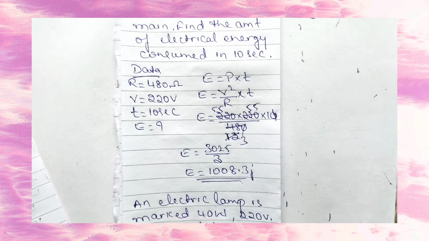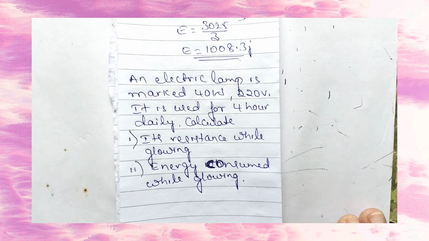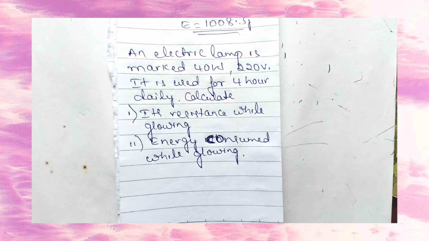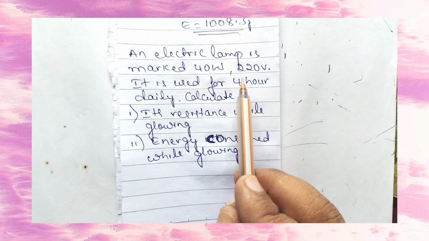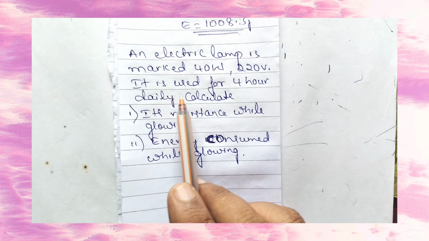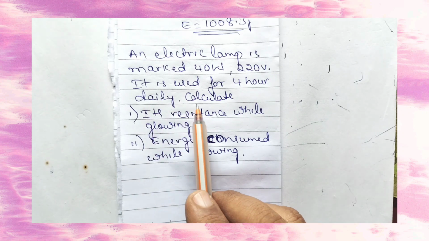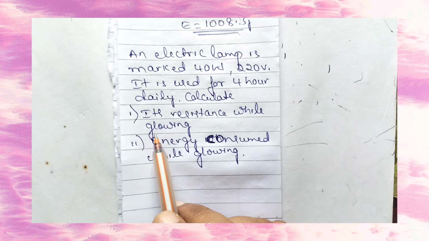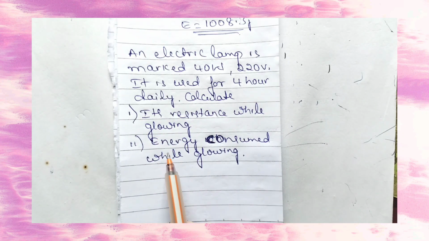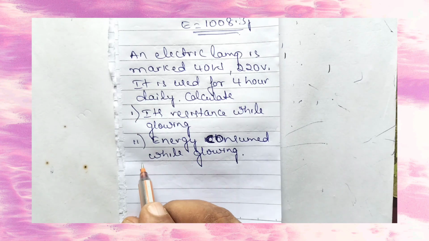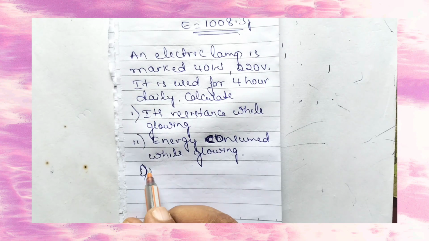So like this we have to calculate the energy consumed by the bulb. Now let us move to the next question. An electric lamp is marked 40 watt 220 volt. It is used for 4 hours daily. Then calculate its resistance while glowing, then the energy consumed while glowing. So let us calculate. Let us write the data now.